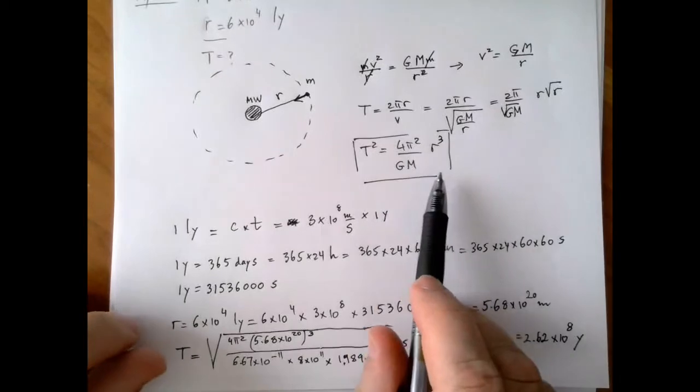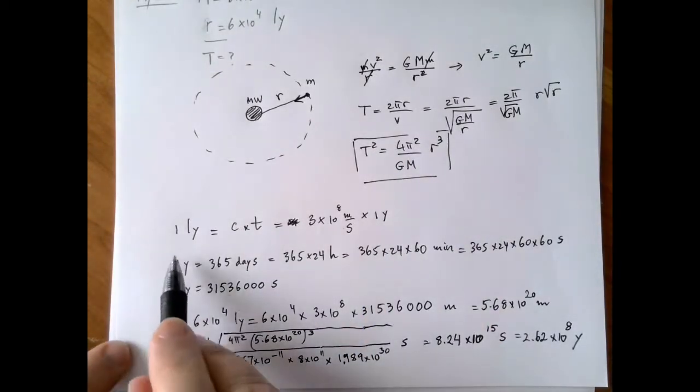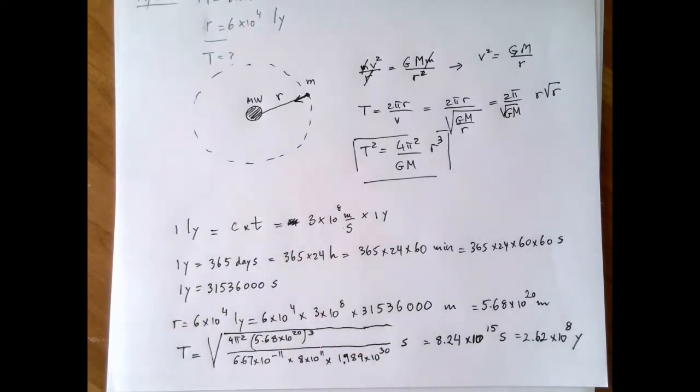So notice that we used Kepler's third law, but we have this new unit, the light year, which is by definition the distance traveled by light in 1 year. So we're simply doing distance multiplied by time.